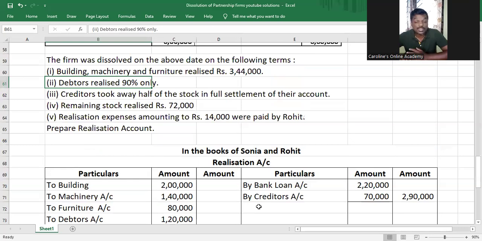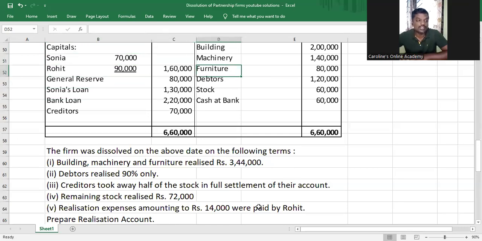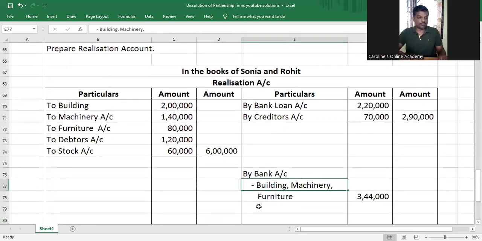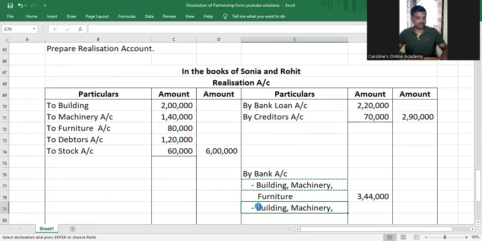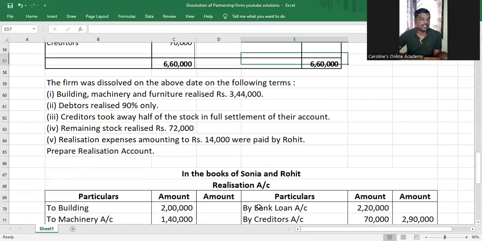And then what do we have? Debtors realized 90% only. So 90% of the book value was realized from debtors. What is the book value of debtors? The book value of debtors is 1,20,000. So 90% of that has been realized. So 1,20,000 into 90 by 100, which is 1,08,000.